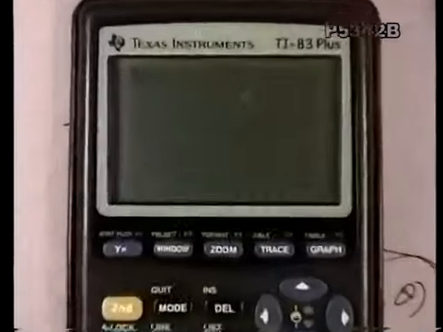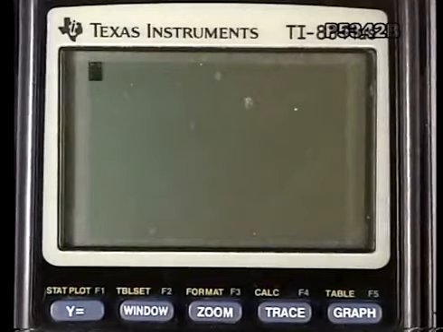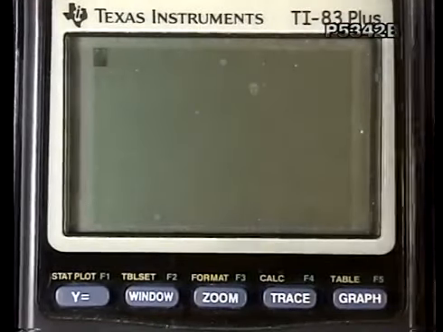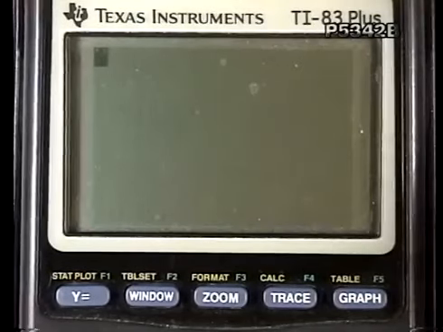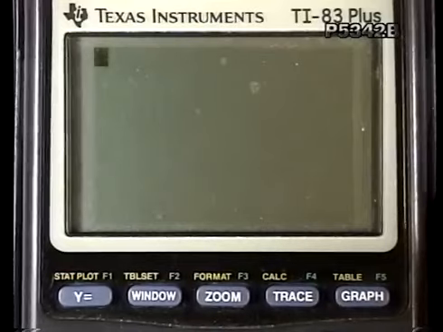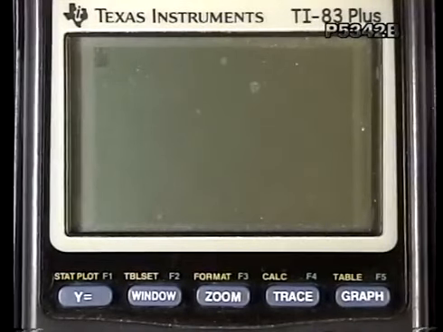And I couldn't remember when I came into class today. I was trying to think, did I tell you about this on the calculator? I don't remember. So if I did, okay. If I didn't, that's okay too. And if I did, we'll look at it again.